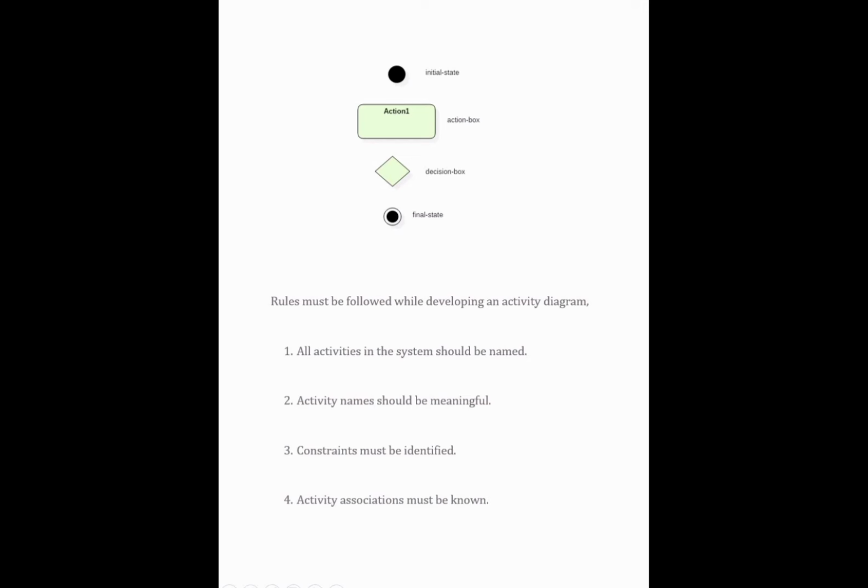So next, activity diagram rules. First one is all activities in the system should be named. Second one is activity names should be meaningful. Third one is constraints must be identified. Last one is activity associations must be known.